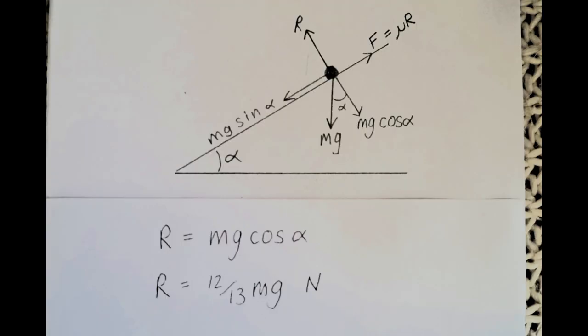So from our force diagram we can see that the normal reaction equals mg cos alpha, and we know that cos alpha is 12 over 13, so therefore the normal reaction is 12 over 13 mg newtons.